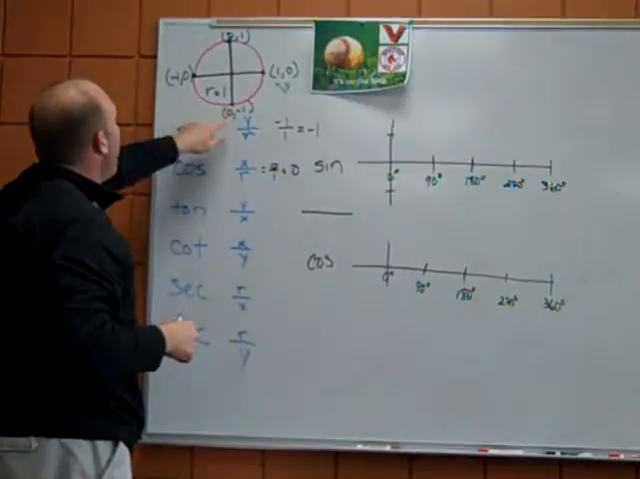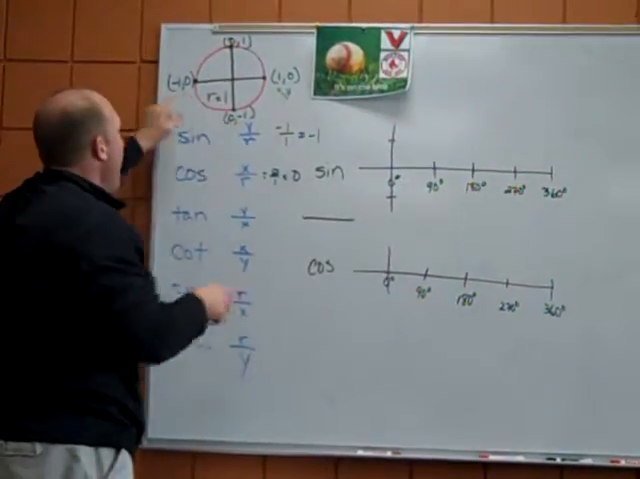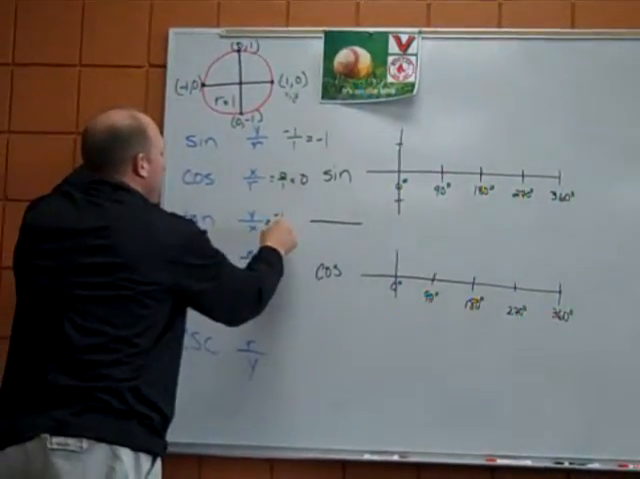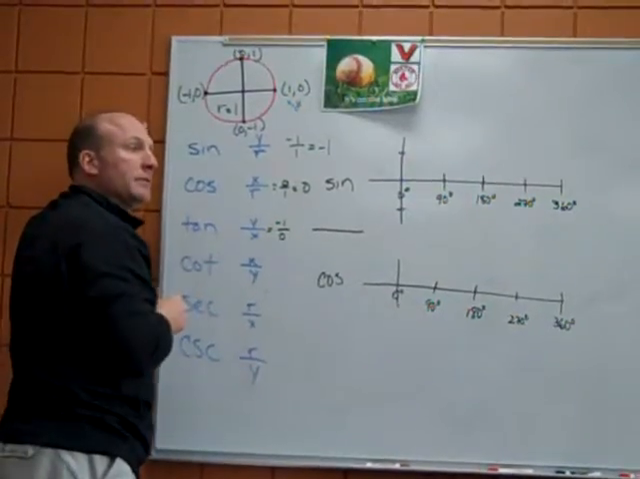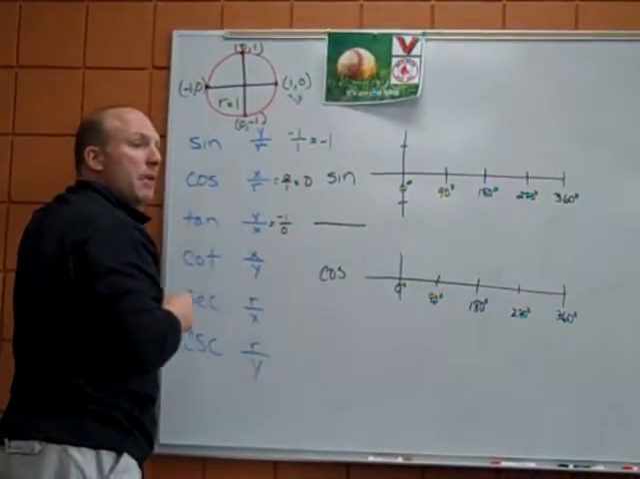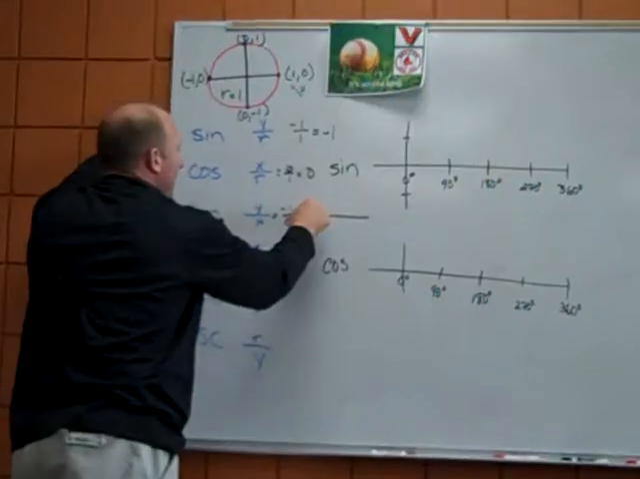Tangent would be y over x. What's negative 1 over 0? This is no solution. You cannot have 0 in the denominator.